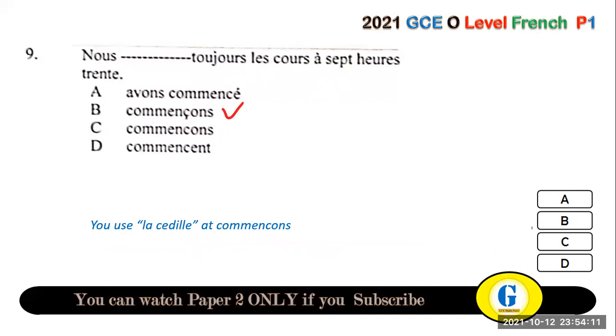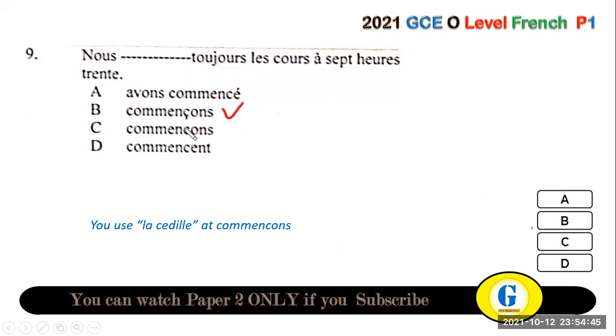Question number 9. Nous, blablabla, toujours les cours à 7h30. So this one here, we dash classes always at 7:30 a.m. So we always start classes at 7:30 a.m., right? So you're going to use commençons. Nous commençons toujours les cours à 7h30.